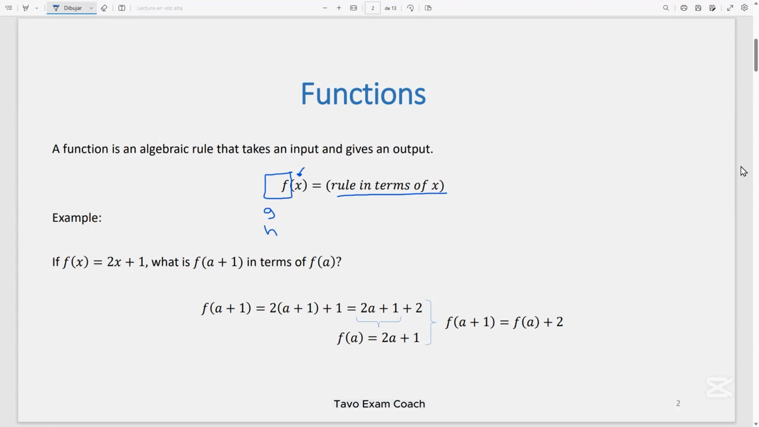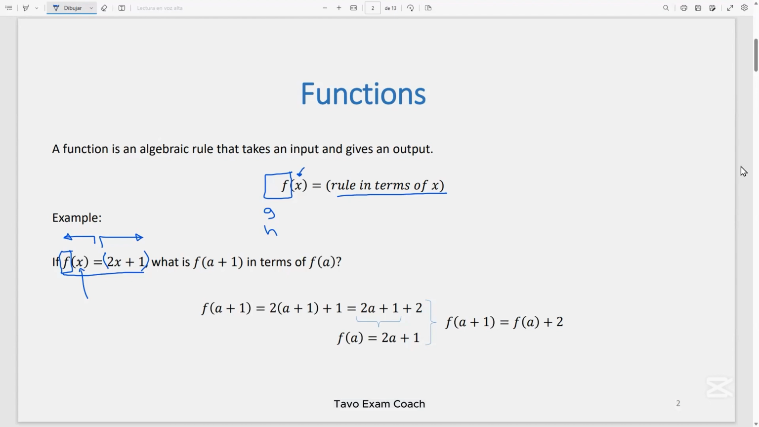So here, this equality is actually a definition. The left side of the equality contains the name of the function, in this case f, and the variable in terms of which this function or rule is defined, variable x. And what you find on the right side of the equality is the definition of the function, that is an algebraic rule in terms of x. In this case, the operations 2 times x plus 1.